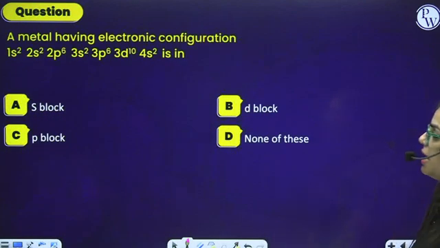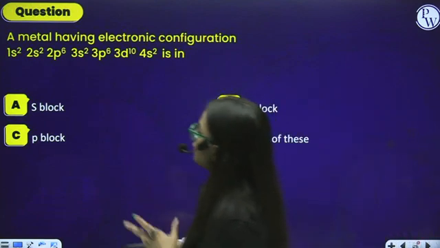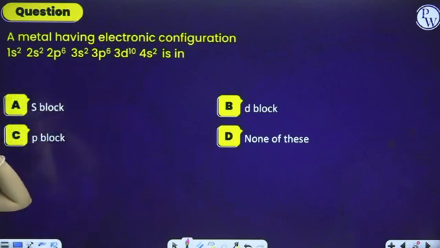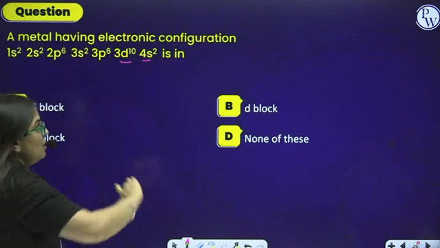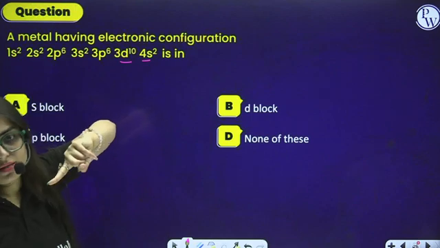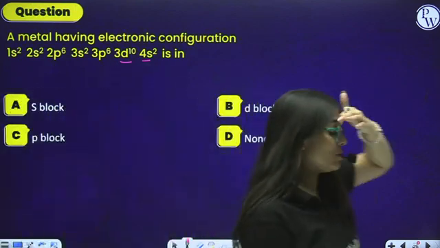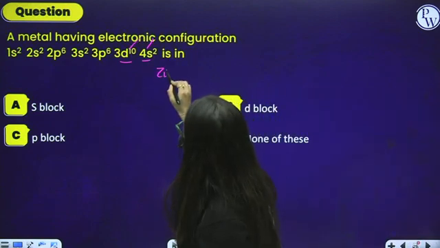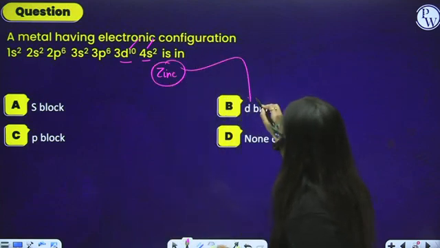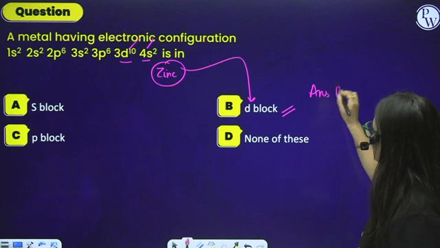Okay, next question is: a metal having this electronic configuration is in which block? In order to see the block, you need to see in which subshell the last electron enters. So obviously just see over here, it is going to be 4s2 3d10. Last electron enters the d subshell, not s. Don't get confused. When you write the electronic configuration, first of all you will write 4s2, then 3d10, which is basically zinc. This is zinc and it lies under d block elements. So the answer is going to be option B.